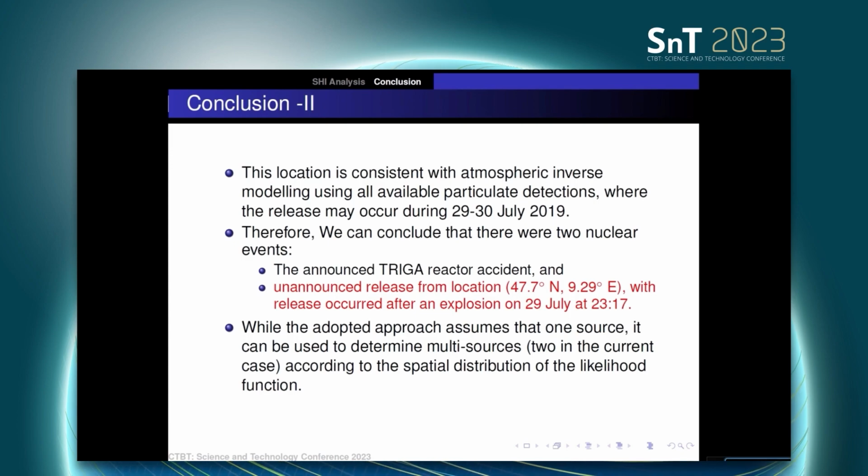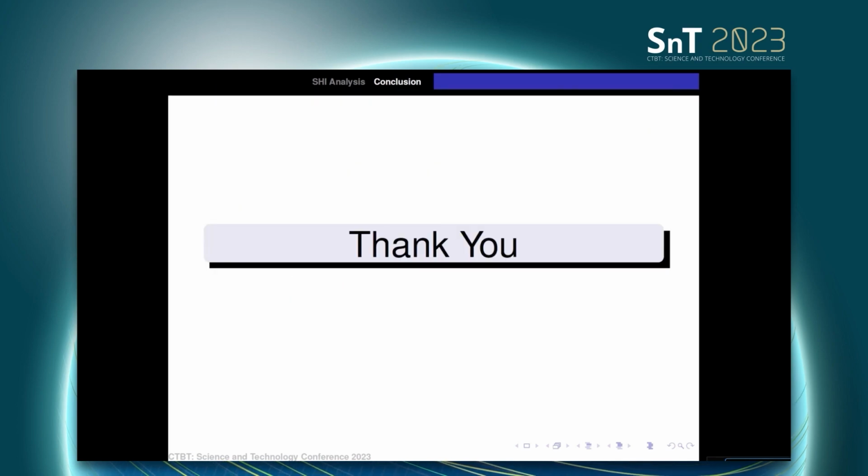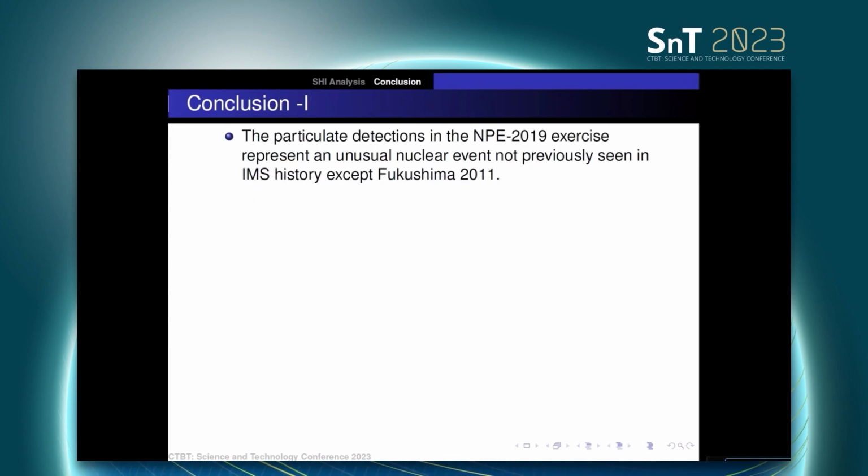The adopted approach in atmospheric transport modeling assumes that the concentrations are released from one source. But actually, the result shows that while this is the assumption when we model, the approach can actually detect more than one source. I think there are some missing slides I presented for all models. I can go back just a few seconds. There's just one slide.